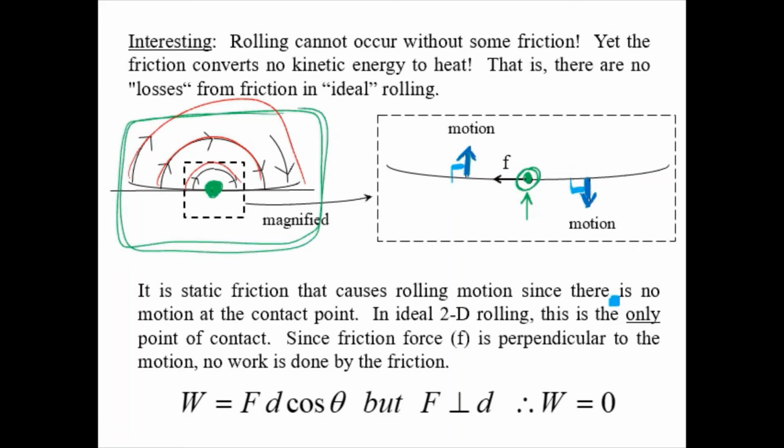And that's what makes rolling motion and the wheel such an interesting and important discovery, because we need friction to cause rolling, but because of our work equation and because this angle is so close to 90 degrees, cosine of 90 is 0. And so since the force and the displacement or the motion is perpendicular, we end up with virtually no work being done by the friction in rolling. If it's ideal rolling, no loss of energy, right?